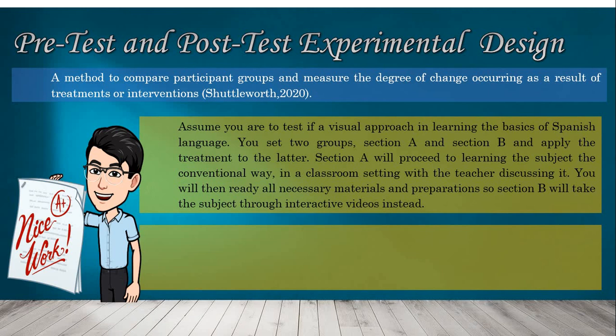So the control group will be the section A because the subject will be in the conventional way in a classroom setting with the teacher discussing it. While the section B, this has the experiment. So section B will be the treatment group. So it will take the subject through interactive videos instead.